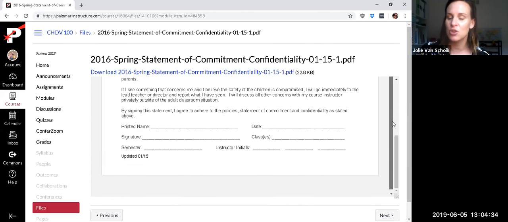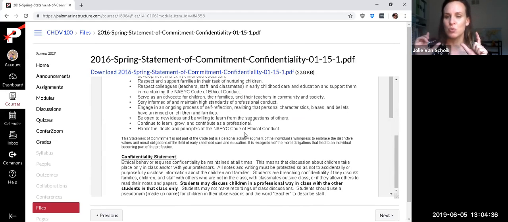And then you will take this and you will go to the lab school with your student ID. And it has to be your Palomar student ID. That shows us, and that shows the people at our lab school, that you are actually a student and you have the right to be there and to learn from our lab school. So you have to have a signed statement of commitment and confidentiality, and you also have to have your Palomar student ID. I think it's about $12.